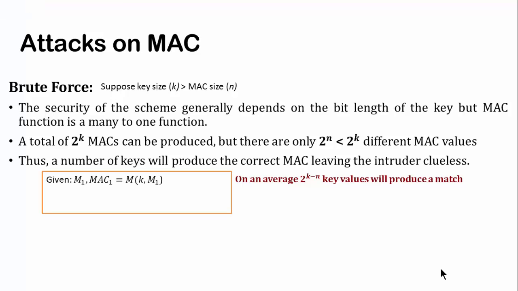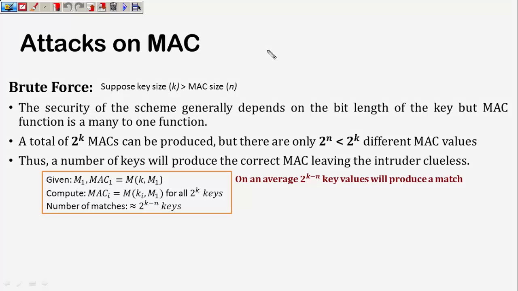For example, if you have a message M1, you calculate with the help of the function M, and the MAC code comes out to be MAC1. Then you compute MAC for all the values of Ki. So there are 2 raised to the power K different keys. So for all the keys you calculate those values. The number of matches that you get is equivalent to 2 raised to the power K minus N keys.